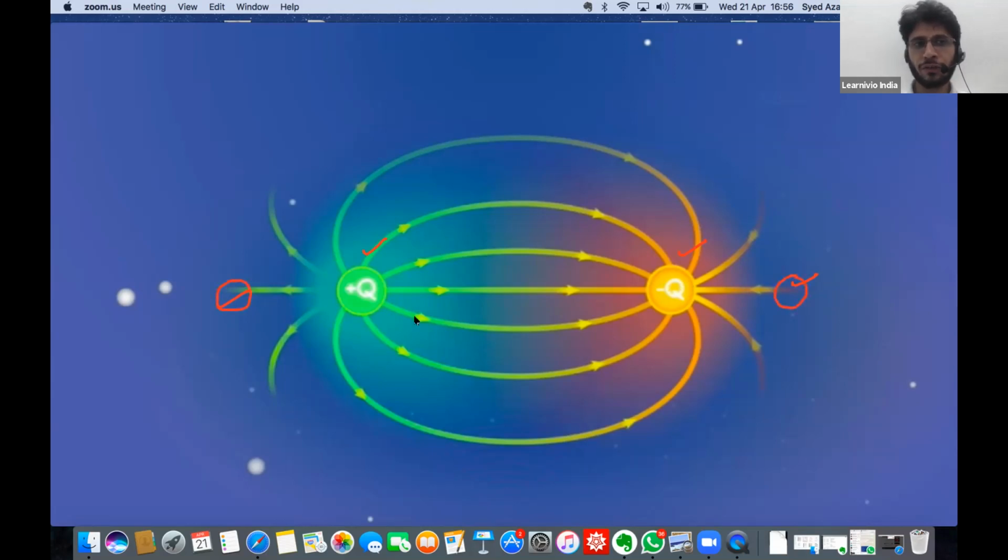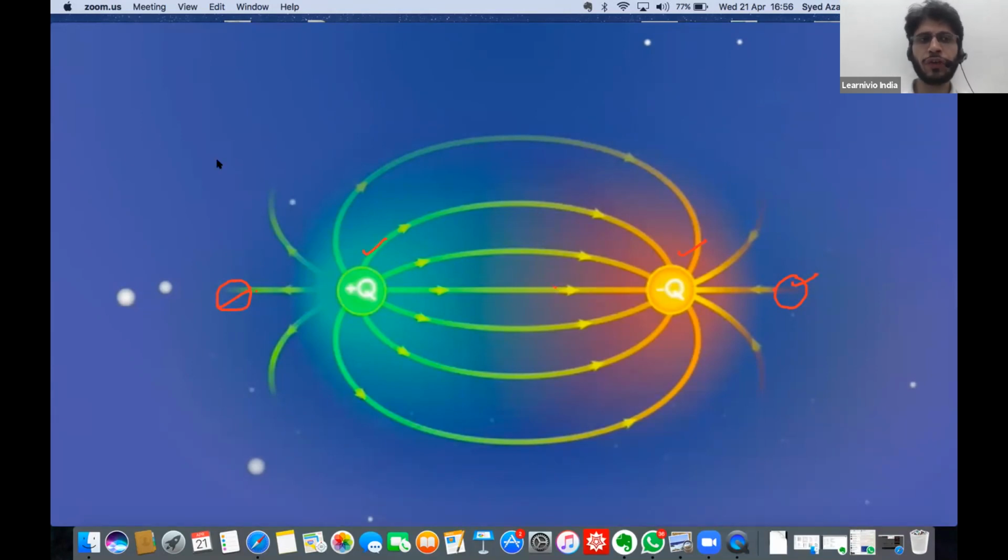And this straight line shows that there is no interaction of this end with this end. This end and this end are not attracting. So field lines originate from the positive charge and terminate at the negative charge. These are field lines for a system of positive and negative charge only. Is it clear, this first one? Yes, sir.